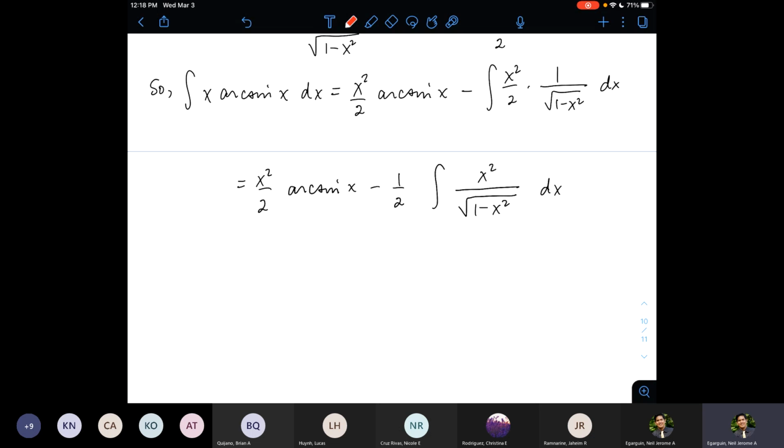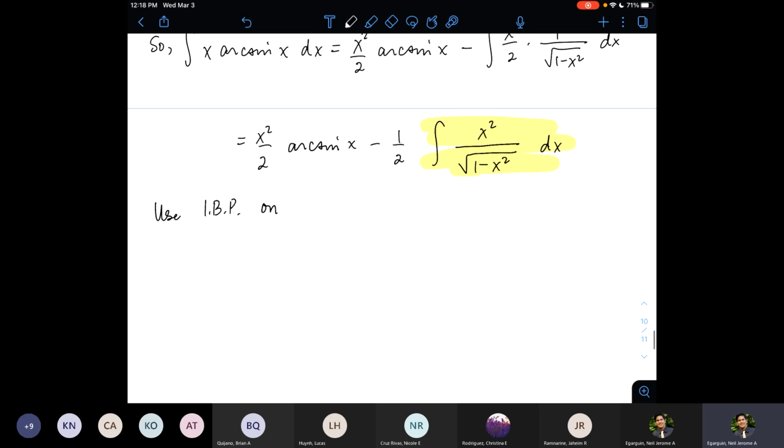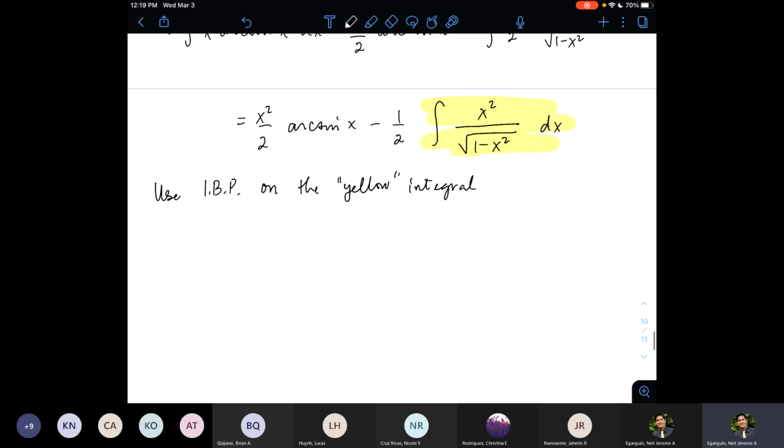So here we have this to worry about right now. So let's do that. I'll use IBP once more on that integral, on the, let's call it the yellow integral, so that I don't have to write the highlighted integral that's quite longer. Right, so but here I will take u and dv.